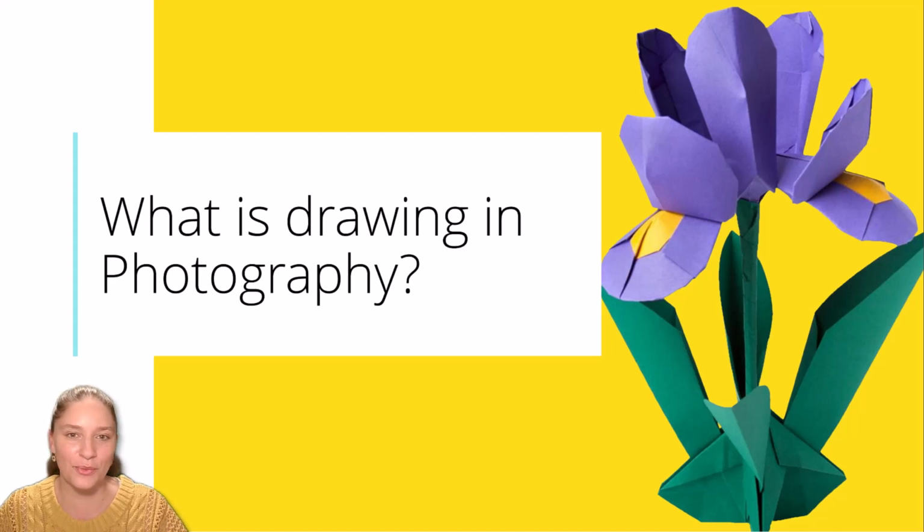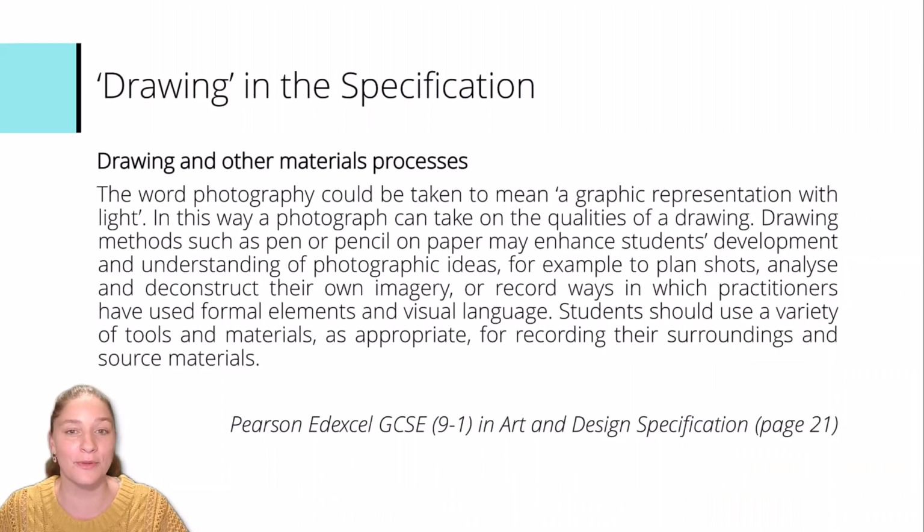In this short video, we will explore the question, what is drawing, in the Art and Design title, Photography. This slide contains an excerpt from the GCSE Art and Design specification relating to drawing in photography. Under the heading Drawing and Other Materials Processes, the specification states, the word photography could be taken to mean a graphic representation with light. In this way, a photograph can take on the qualities of a drawing. Drawing methods such as a pen or pencil on paper may enhance students' developments and understanding of photographic ideas.